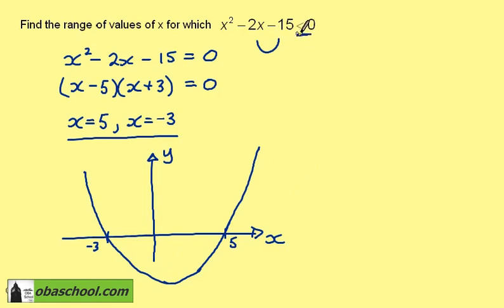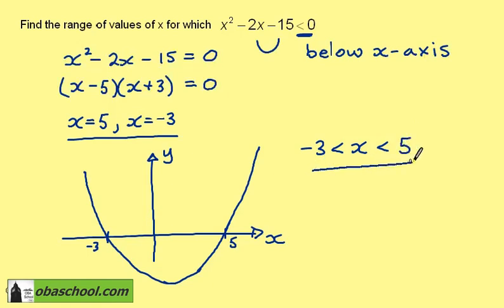We want where the curve is less than 0, i.e. where it is below the x-axis. We can identify this from the graph. It's below the axis between minus 3 and 5, and so we can write that x is between minus 3 and 5.